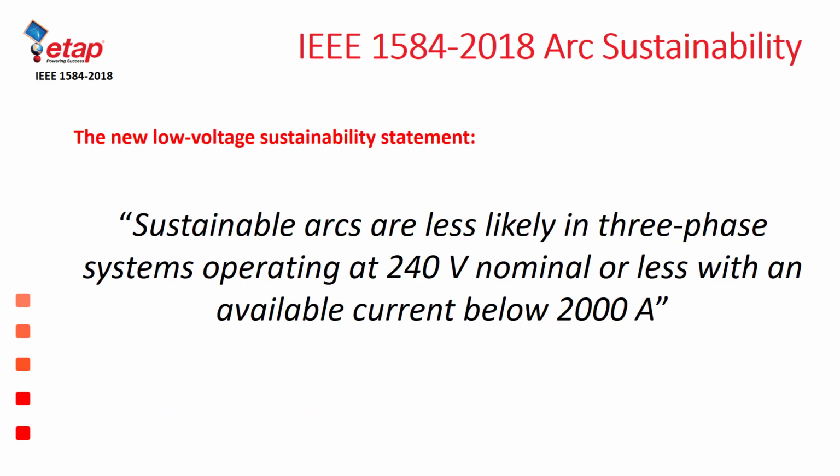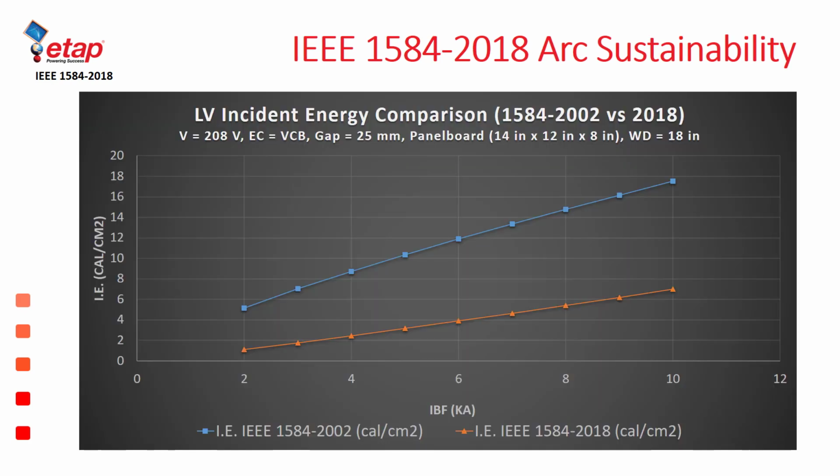Bottom line, the new low voltage sustainability statement in IEEE 1584-2018 says sustainable arcs are less likely in three-phase systems operating at 240 volts nominal or less with an available current below 2000 amps. If you remember, the previous IEEE 1584-2002 set that limit closer to 10,000 amps, if you equate 240 volts at 125 kVA. So if you interpret this statement, it may be necessary to perform the arc flash analysis at much lower fault currents than before.